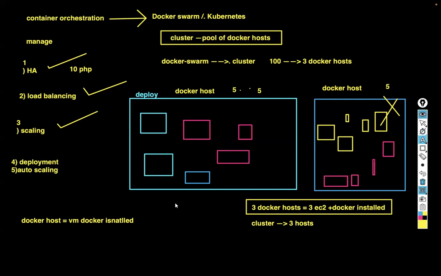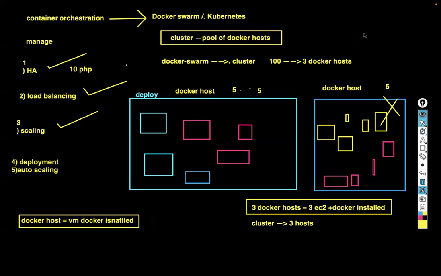A cluster is nothing but a pool of Docker hosts. What is a Docker host? A Docker host is nothing but a VM where Docker is installed or running. It could be an EC2 instance or a physical server or a VM where Docker is installed as a Docker host. And a Swarm cluster could be created with any number of Docker hosts. In this demo today, we are going to create a cluster with 3 Docker hosts.